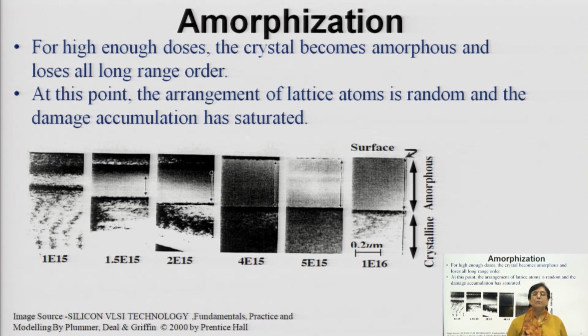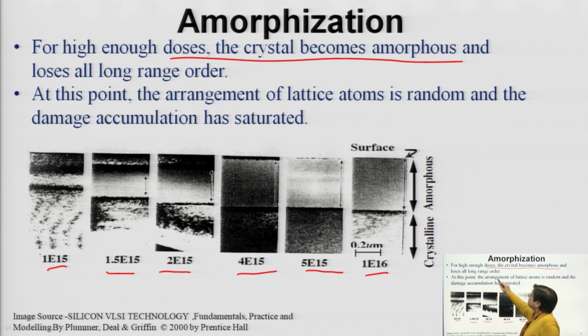Second is amorphization. How the amorphization becomes significant as the dosage value changes is being shown here. For every high dose, the crystal becomes amorphous and loses the long range order.